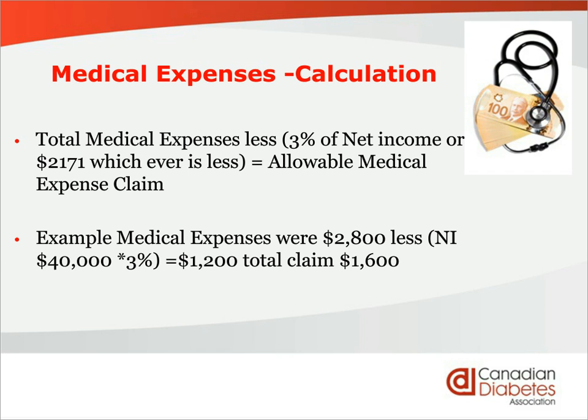The $1,600 in this example that I've given here would actually result in you reducing your tax payment by approximately $360. So you're getting back $360 of the medical expenses that you incurred of the $2,800 in this example, approximately, depending on the province you're in.